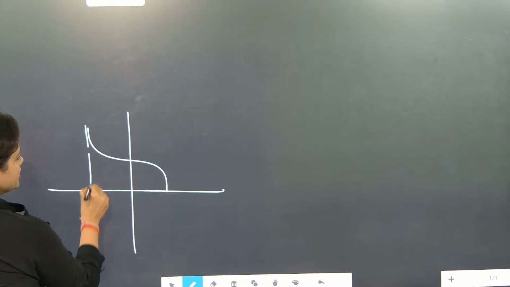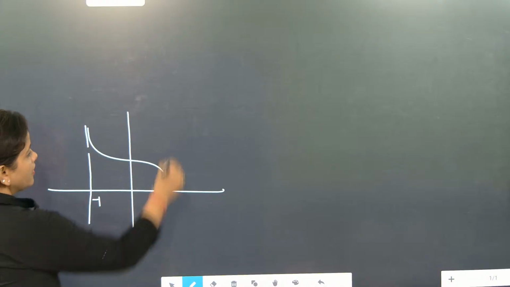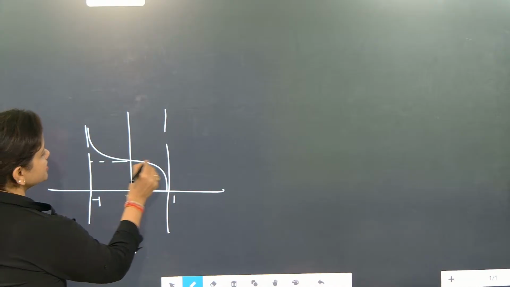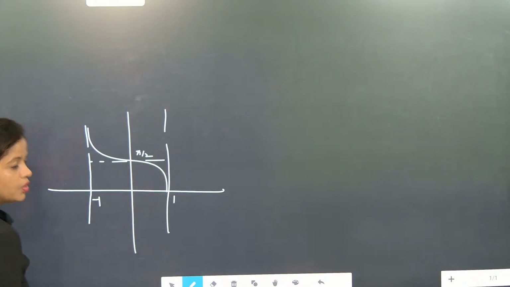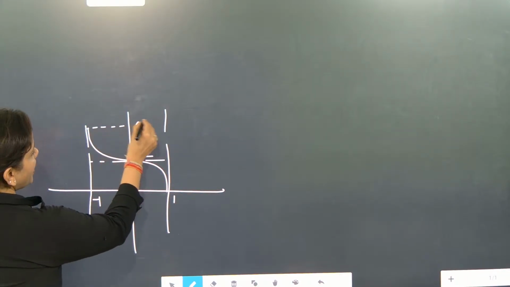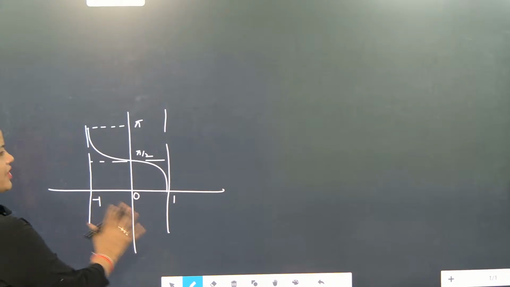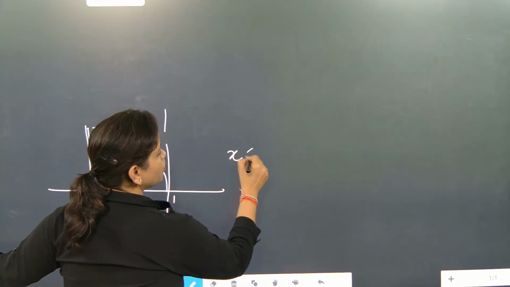This is the lowest limit value, -1. The greatest value is coming here as 1. Here they are intercepting at pi by 2. This value is coming as pi, and here it is coming as 0. Correct? Now, very cleverly, they gave the domain.